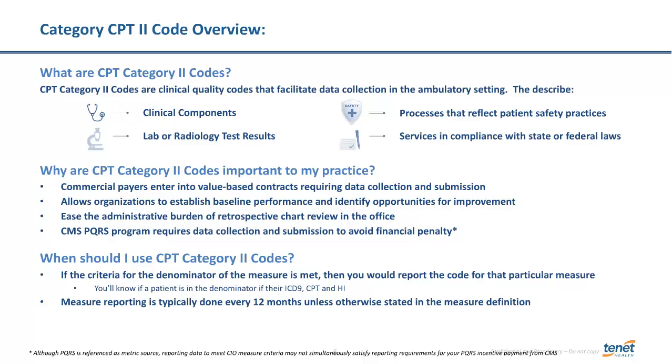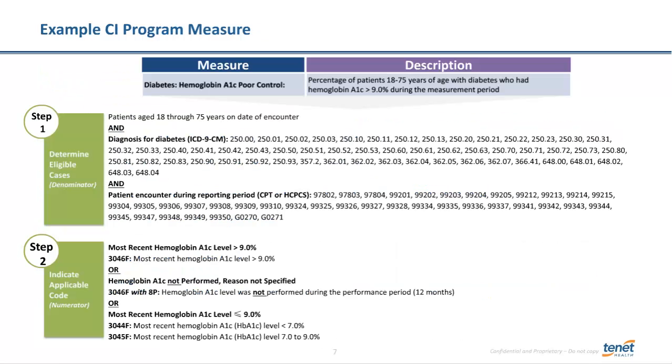The frequency of reporting is typically 12 months unless otherwise stated in the measure's definition. Also, as a reminder, you should report these measures on every patient if they meet the denominator criteria, regardless of their insurance carrier. To better illustrate how you know when to use these CPT Category II codes, here's an example using a common CI program measure: diabetes, hemoglobin A1C poor control.